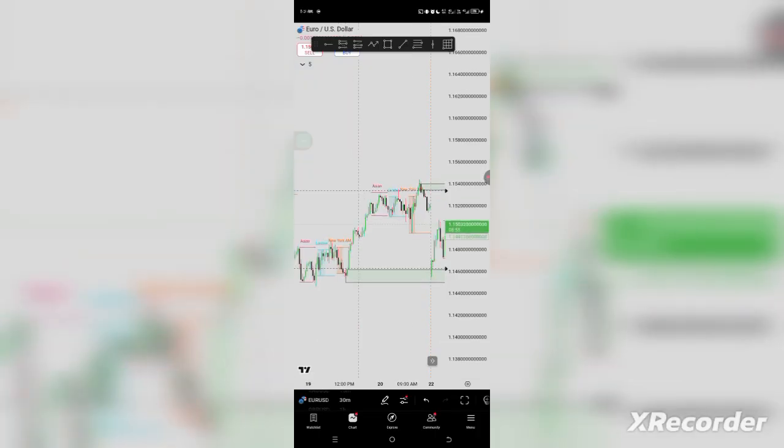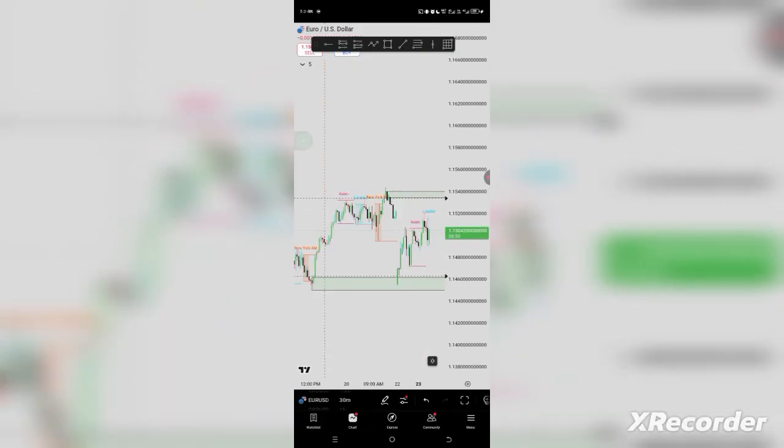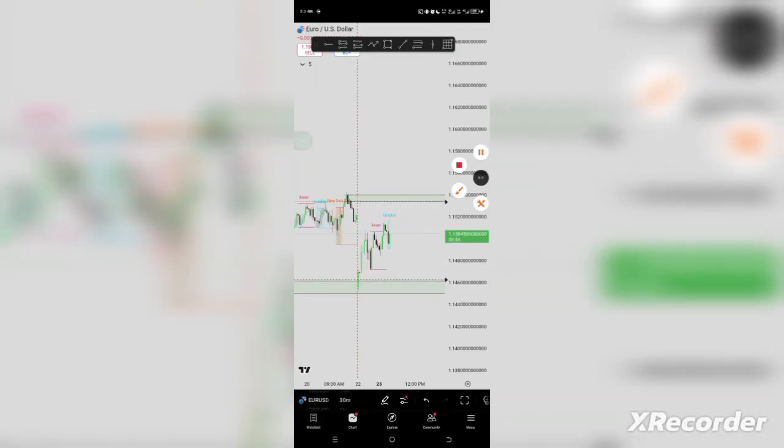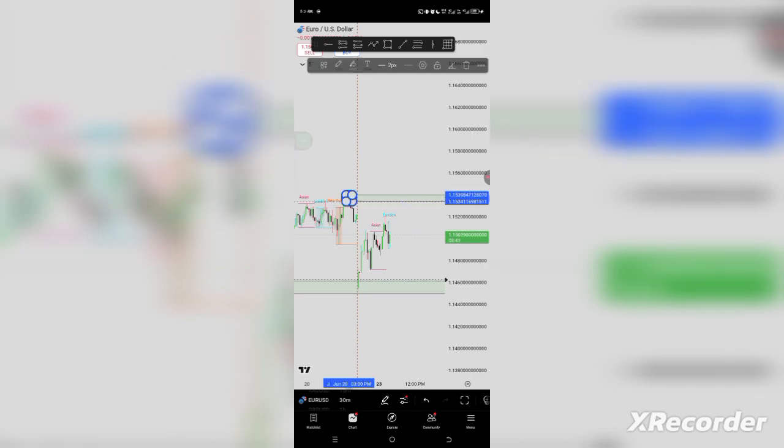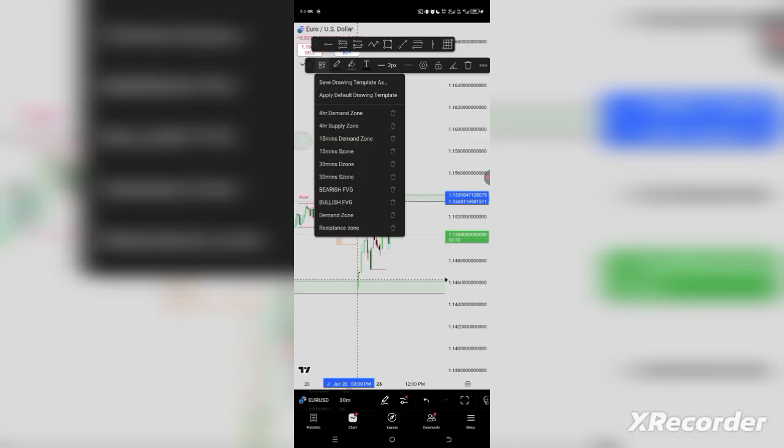So this is another concept. What I'm just looking for is supply and demand plus liquidity. That's what I'm looking for. And this right here is my intended supply zone. That's my intended supply zone. Let me even mark this.